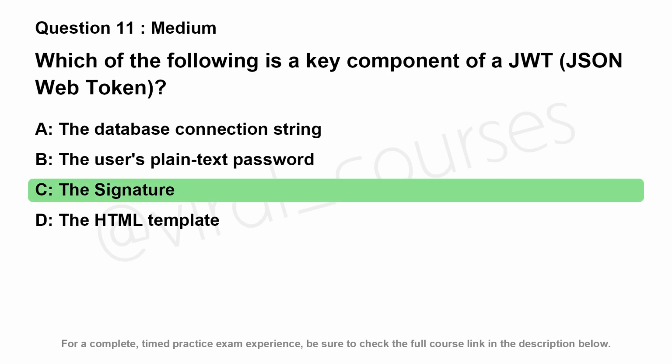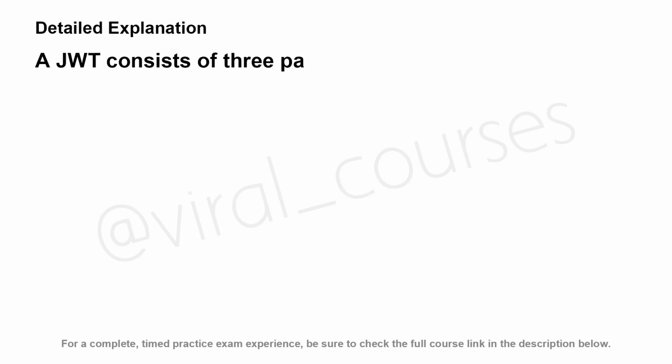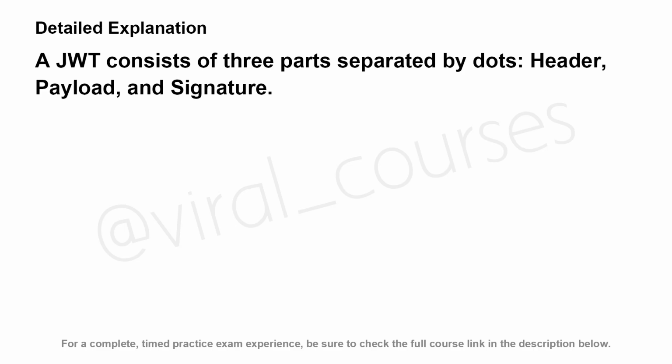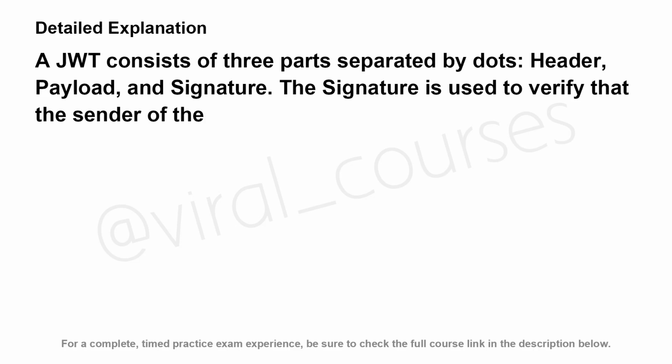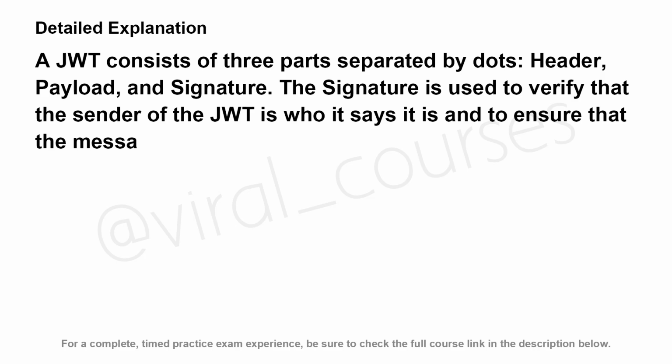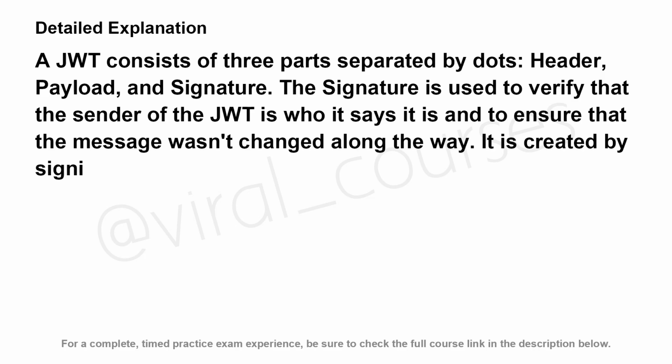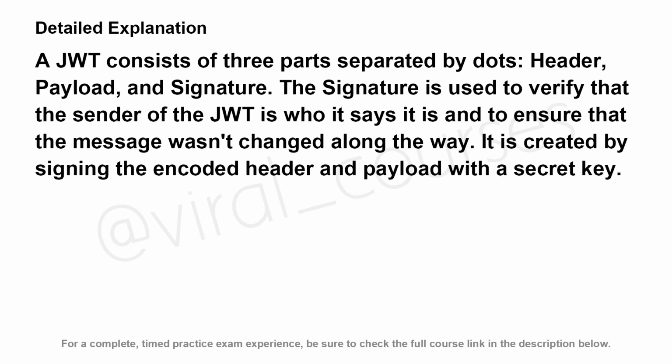The correct answer is C. A JWT consists of three parts separated by dots: header, payload, and signature. The signature is used to verify that the sender of the JWT is who it says it is and to ensure that the message wasn't changed along the way. It is created by signing the encoded header and payload with a secret key.